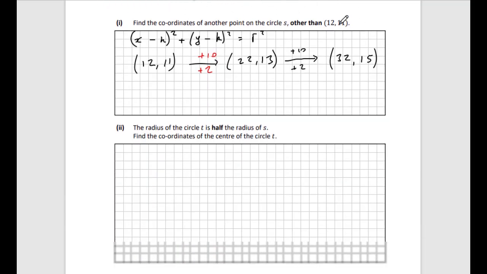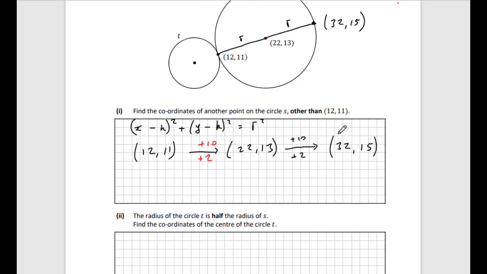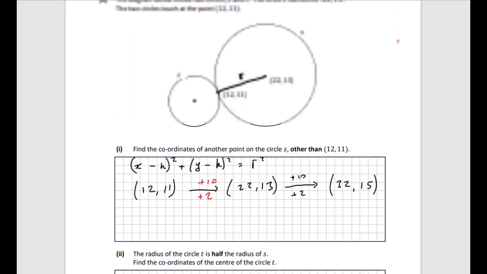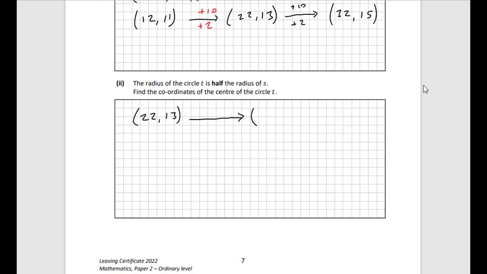Okay, the radius of the circle T is half the radius of the circle S. Find the coordinates of the center of the circle T. Okay, so again I'm going to do a little bit of a translation here. Remember that these three points, the center of this circle, this point here, and this point here, are all collinear. They're on the same line. So if we take (22, 13), we go on to the point of intersection, which is (12, 11).